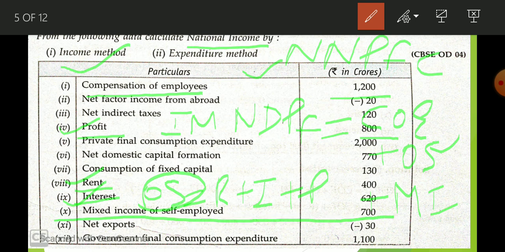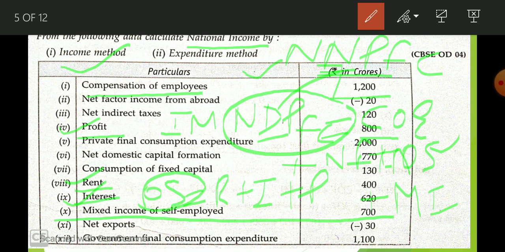Okay, so when we add all these things, we get NDPFC. Okay student, and what do you require? An NNPFC. So all the things are same, just one difference is here. Here is domestic, here is national. So when we move from domestic to national, we require to add NFIA, and in this way we are able to calculate NNPFC.